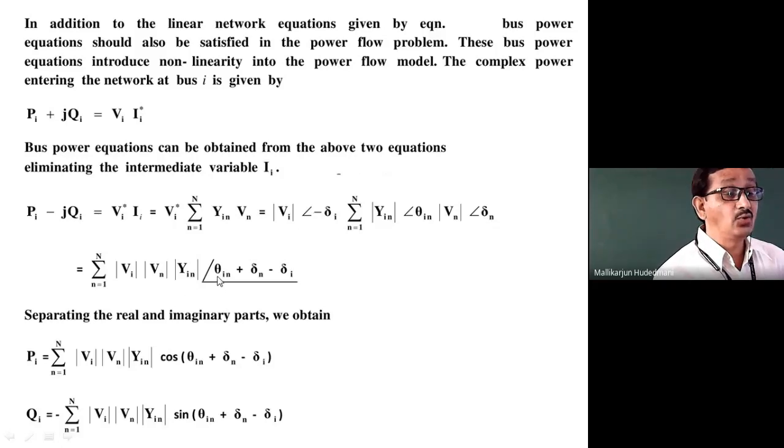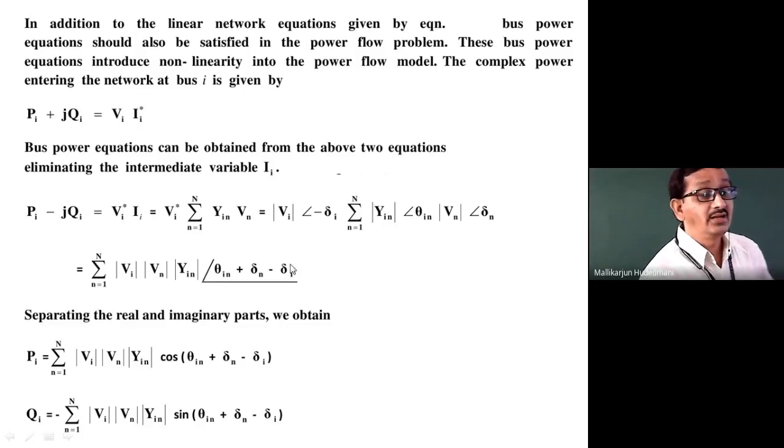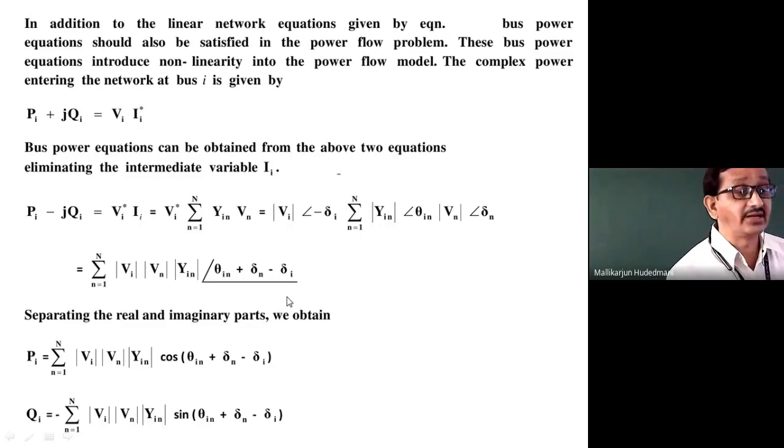You might ask me why I wrote theta n first and i later. It doesn't matter. It is just a numerical placement, and for ease we have a trick. Why did we write i at the last bit? We began with Pi, Qi conjugate, and when I separate it, you will have ease. When I write Pi, delta i at the end of the term is minus. Like that, we have some symmetry. So theta in plus delta n minus delta i represents the grand angle.